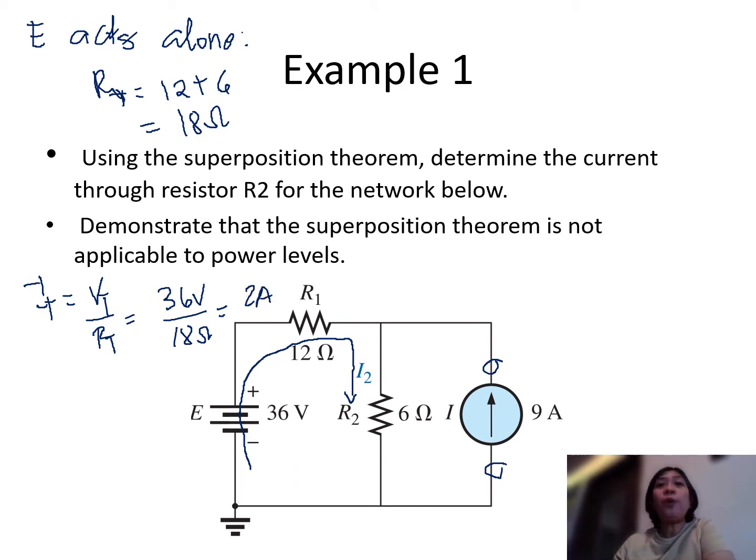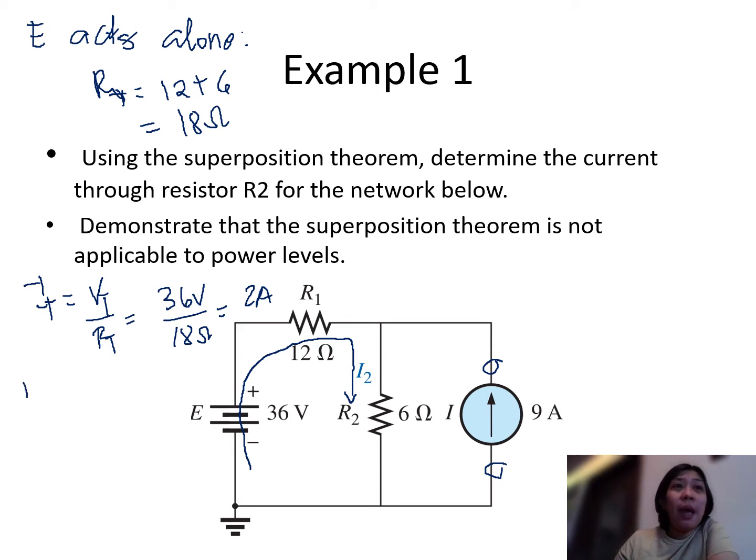Okay, but what we're concerned with is this I2 here. So what is the current flowing across your 6 ohm resistance? And since this is a series circuit, we can say that the current flowing across R1 is just equal to the current flowing across 6 ohms.